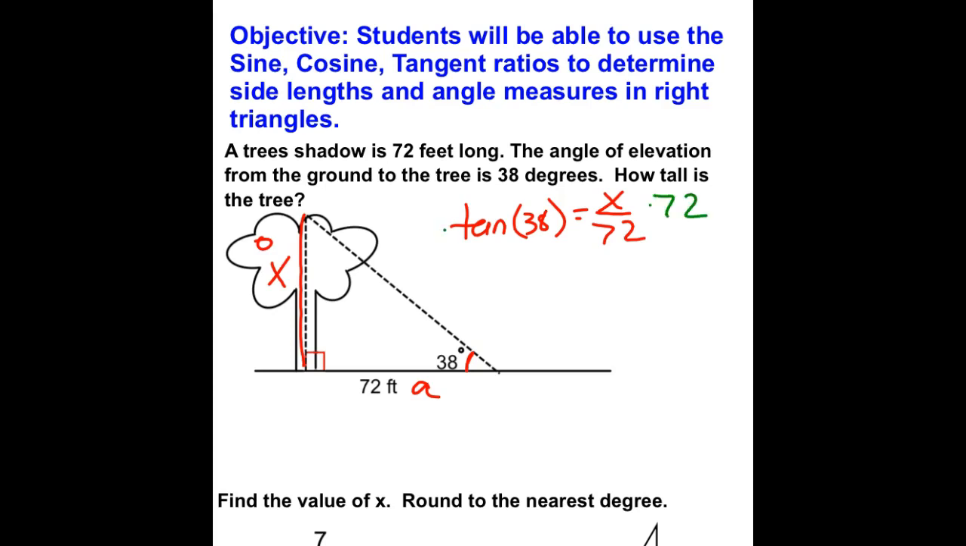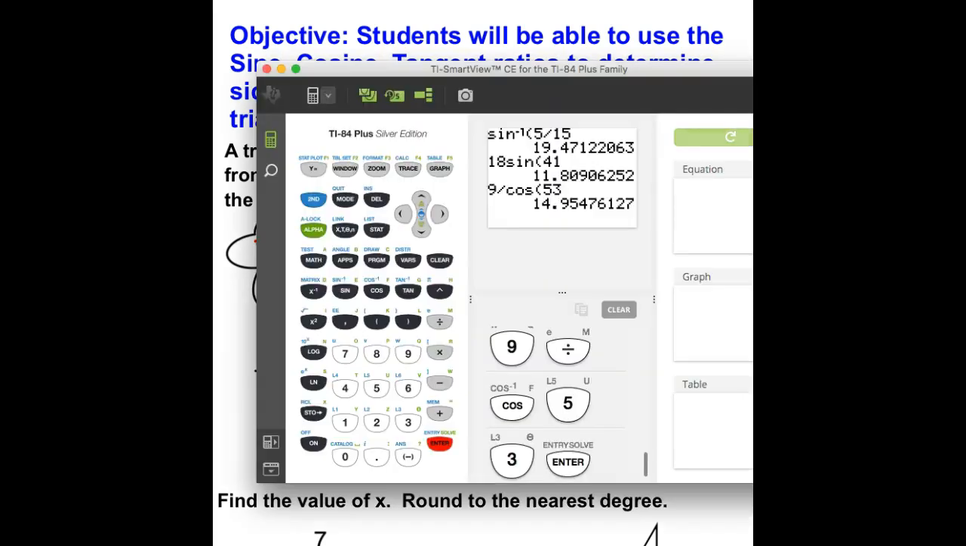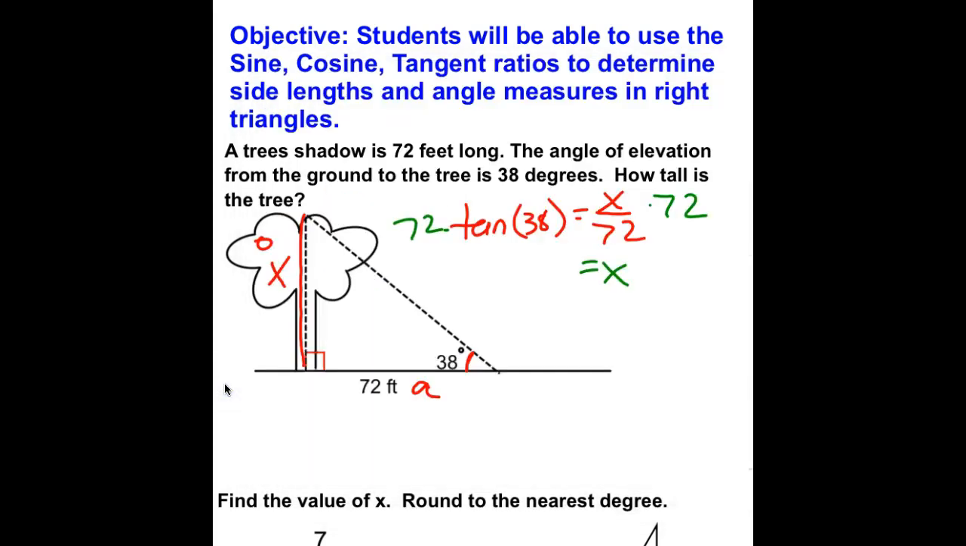I'd multiply both sides by that 72, and I would get x equals, I can type it in, 72 tangent of 38, enter, and I get that the tree is 56.25 feet. It doesn't tell me what to round to, so I'm just going to put 56.3. Now, this was a word problem. You're talking about the height of the tree, so you should talk about how tall it is. In regards to a unit, it's feet. So you would say 56.3 feet.